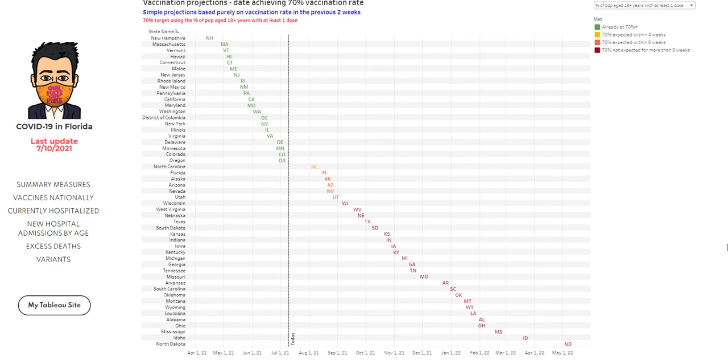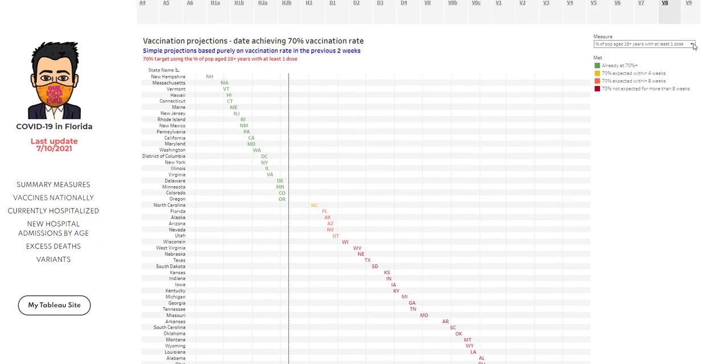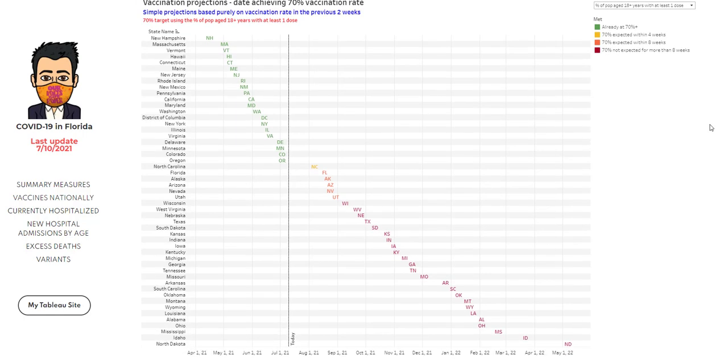So these are state level projections. Again, you pick the measure of interest. Right now, it's the percentage of the population aged 18 years of age or older that have had at least 1 dose of the vaccine. This was the president's goal, 70% nationally. This shows you where each of the states are.